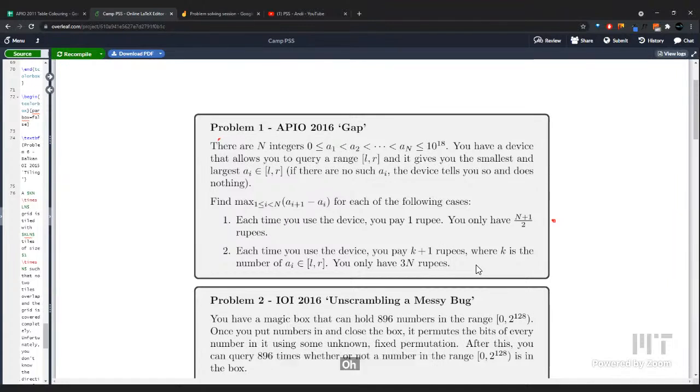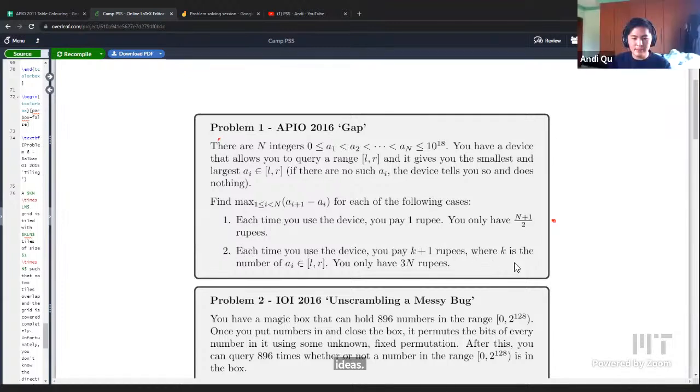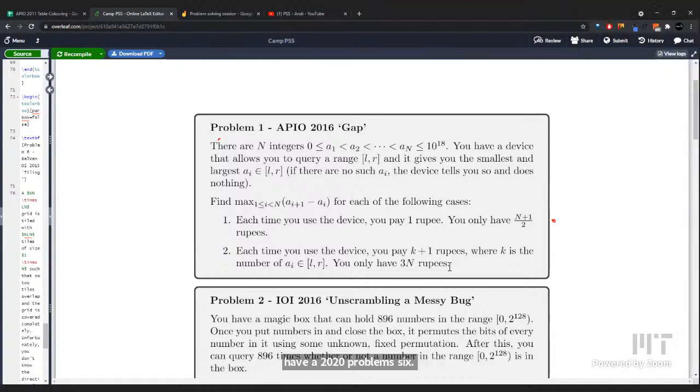What did you say? The idea is similar. So question 2, each time you use the device, you pay k plus 1 rupees, where k is the number of those elements within the range you're querying, and you have 3n rupees. So the idea behind this solution is the same as the idea behind getting 1 mark in IMO 2020 problem 6. The combinatorial geometry one. Yeah, very similar idea. I see.